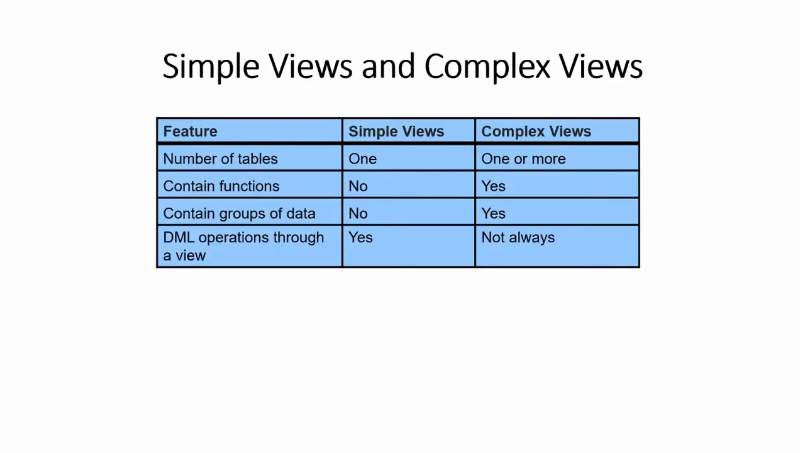Basically there are two types of view: one is the simple view and the other is the complex view. What is a simple view? Whenever the number of tables is 1 and it does not contain any functions or any group data, it is a simple view, and we can perform DML operations on the simple view. But if your query contains one or more tables, or if it contains a function, or if it contains group data, then it is a complex view. And we cannot always perform DML operations on a complex view.